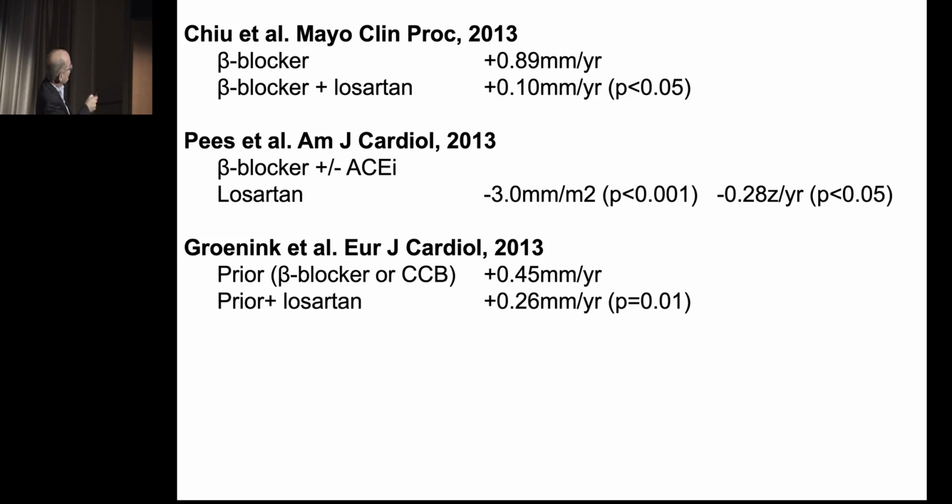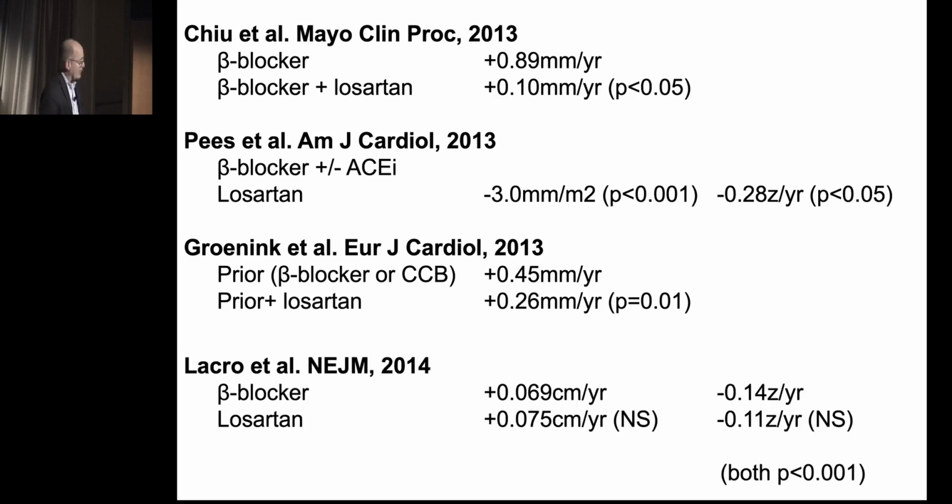Pease and colleagues in Austria performed a trial in children with a somewhat less severe form of Marfan syndrome and saw a very significant decline in normalized aortic root growth rate on losartan, and also a decline in aortic root Z-score over time, which is essentially the number of standard deviations from normal. Groening and colleagues in the Netherlands performed a trial in adults with Marfan syndrome and found a significant decline in aortic root growth rate after adding losartan.